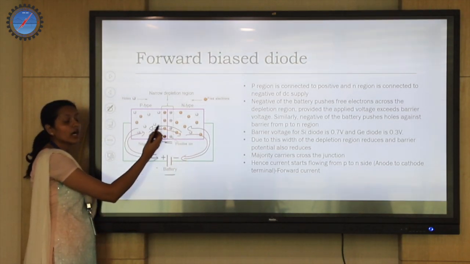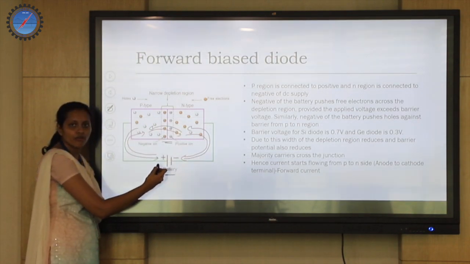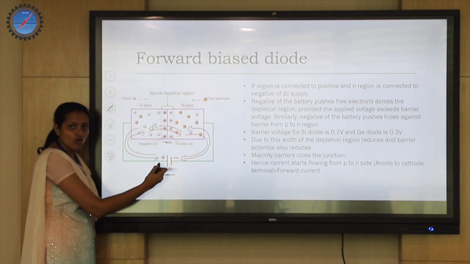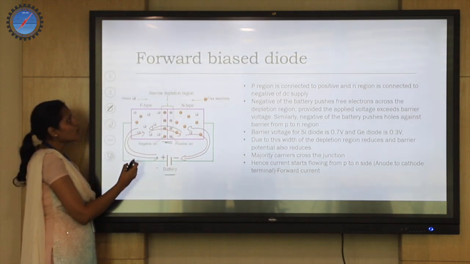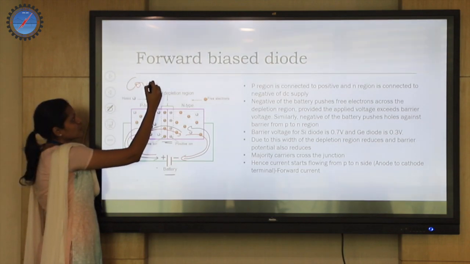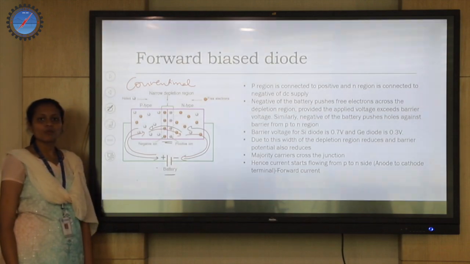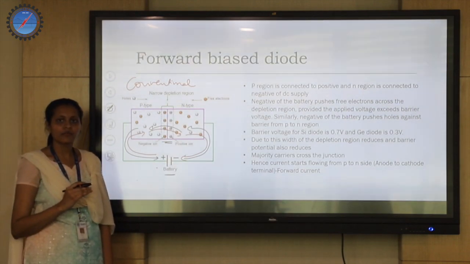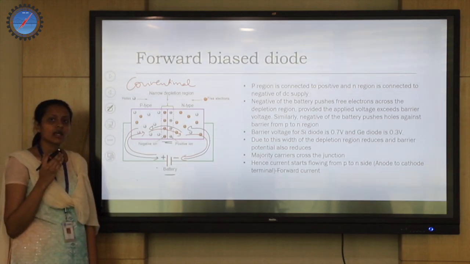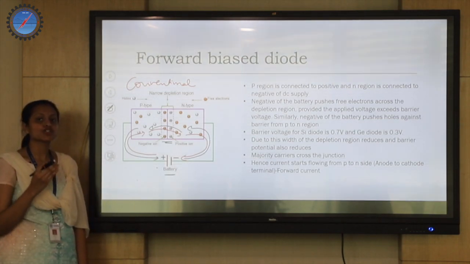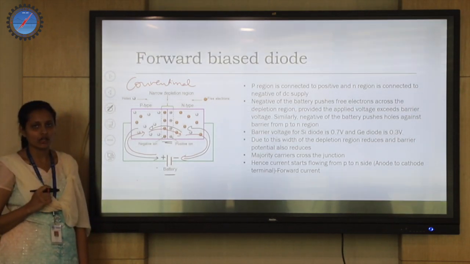In this way we have a current flow. The flow of holes is from positive of the battery to the negative of the battery, whereas the electrons are moving from negative of the battery to the positive of the battery. So how is the conventional direction of current flowing? We all know from the basics that the conventional direction of current is always the same as the direction of flow of holes and opposite to the direction of flow of electrons.